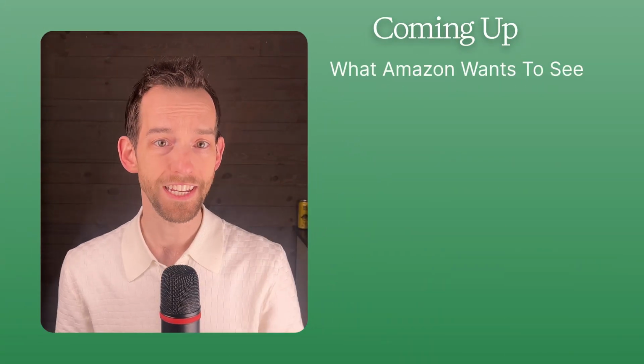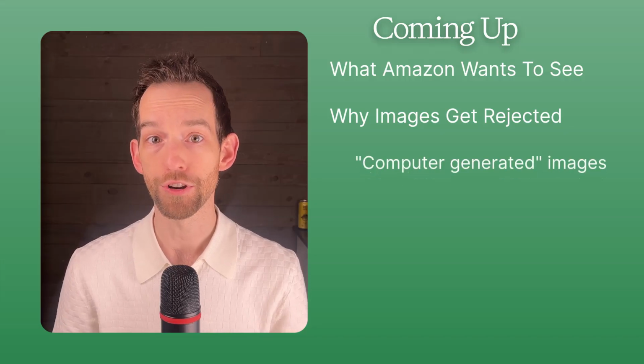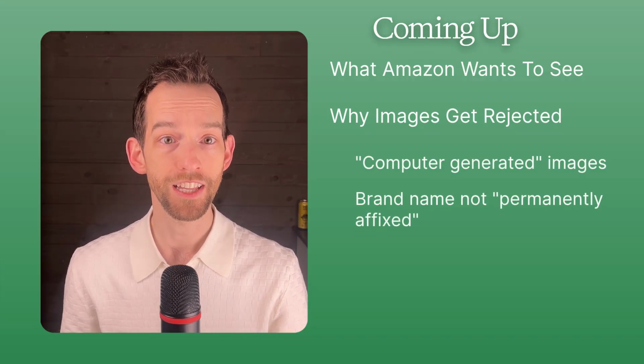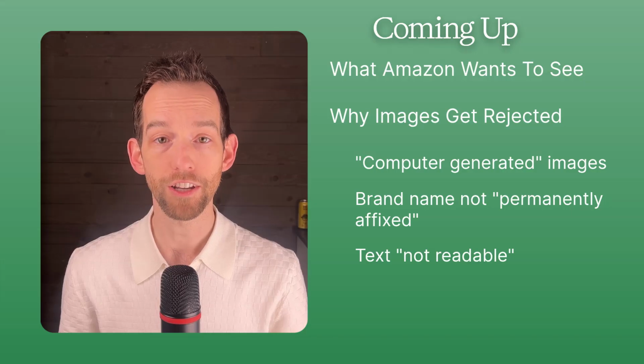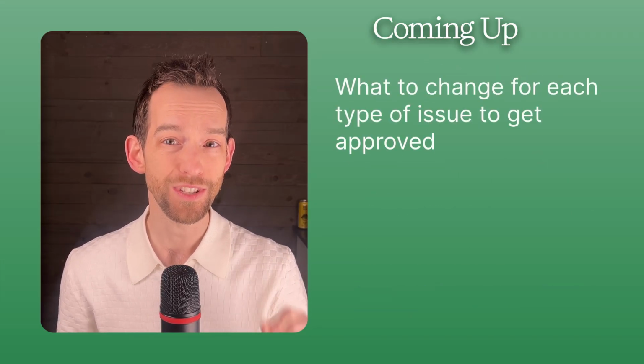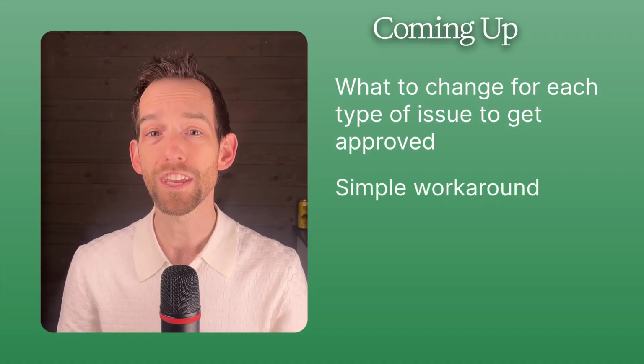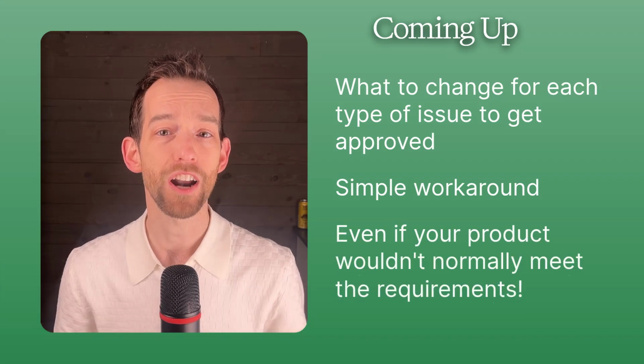I'm going to decode the most common brand registry photo rejection messages and show you exactly what Amazon is looking for and exactly how to fix each one so that you can get your brand registry approved. In this video, I'll show you what Amazon wants to see when they check your brand registry photos, why images get rejected for things like looking computer generated, not showing the brand name permanently affixed, the text being blurry or not readable, or not matching the trademark record. And I'll show you what to change for each one of those issues so that you can resubmit and get approved.